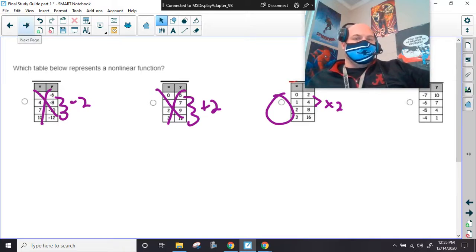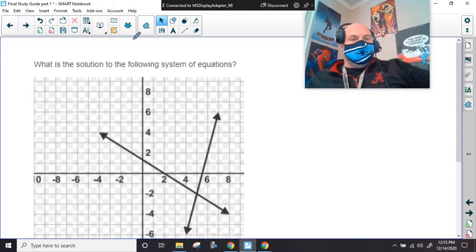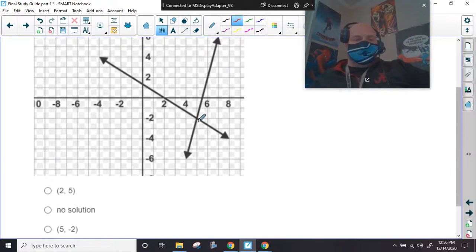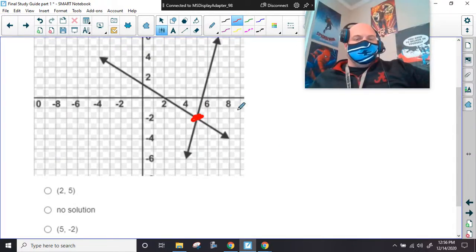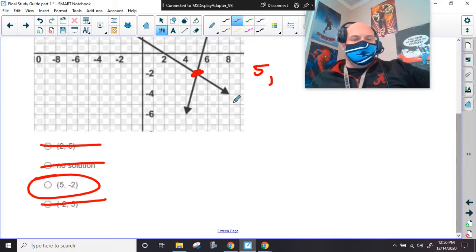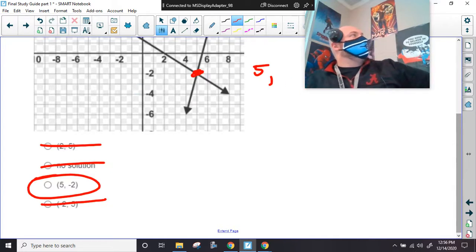All right. What's the solution right here? Well, this is where they touch. This looks like to be 5. So we can look at our values. 5. This is the only one that has a 5 in the x value. And then again, this is, of course, -2. Okay, so basically it's where do they touch, that kind of thing.